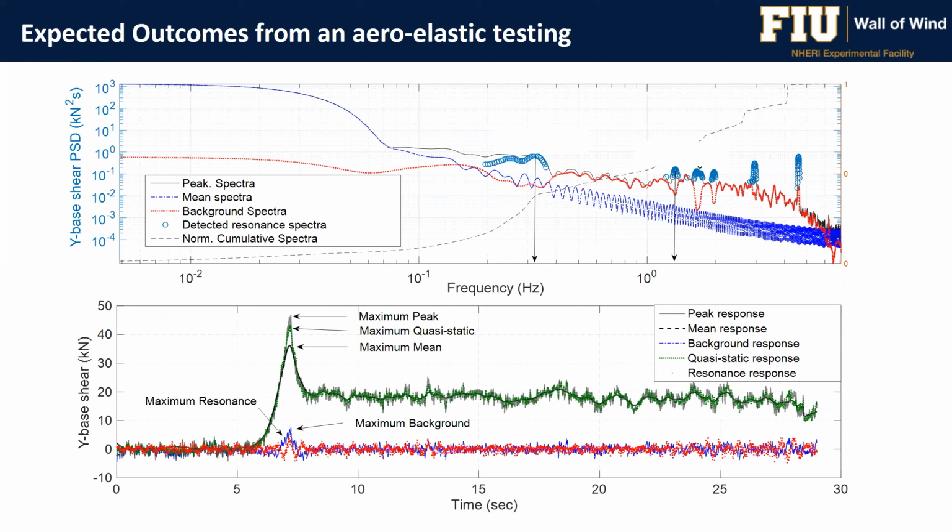Also, with aeroelastic testing, we can filter all the components in the response that we measure. First of all, we measure the peak response that you see here in a black line. Then we can filter that to get the mean response. And then by filtering the dynamic response component into background and resonance, we can see the contribution of the resonance to the total response of the building.